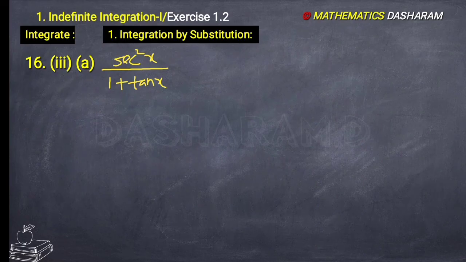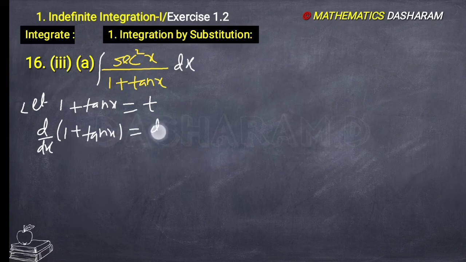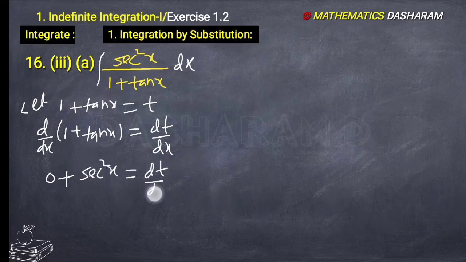Next question: secant square x divided by (1 + tan x). Here, same as before, select the denominator 1 + tan x equal to a new variable t. Next, take the derivative on both sides with respect to x. The derivative of 1 is 0 and the derivative of tan x is secant square x, which equals dt by dx. So secant square x dx equals dt.